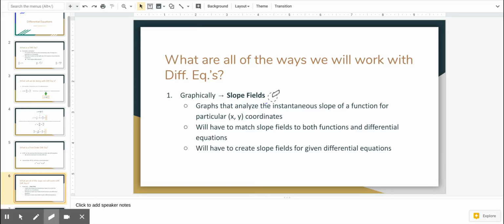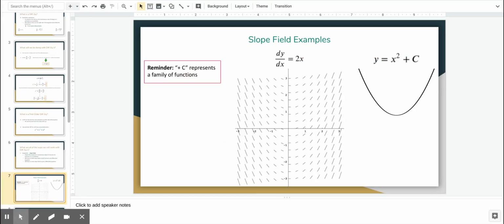Okay, so we're only going to work with slope fields today. Okay, let's move on. So let's jump into an example. I gave you kind of a rough example there with the x cubed graph. This is a much nicer version of what I just tried to do.